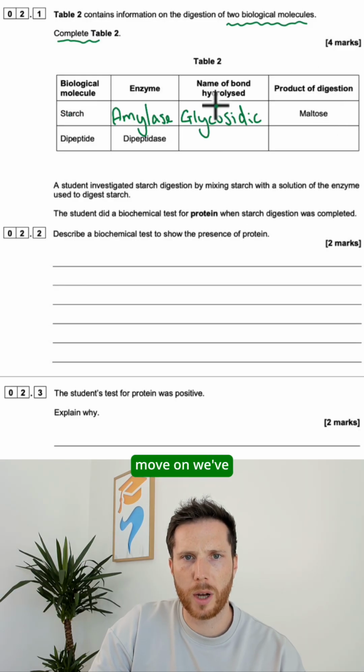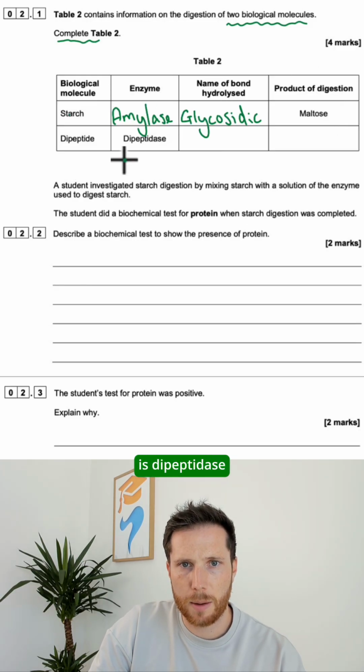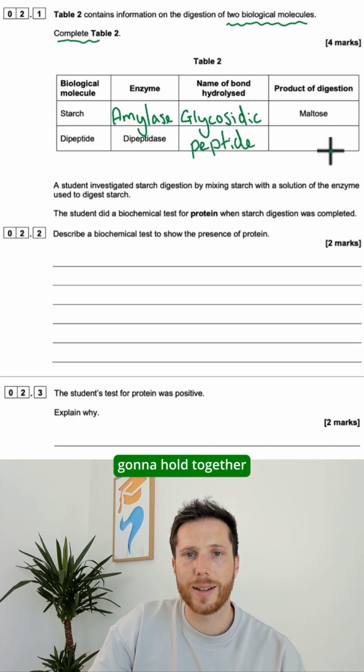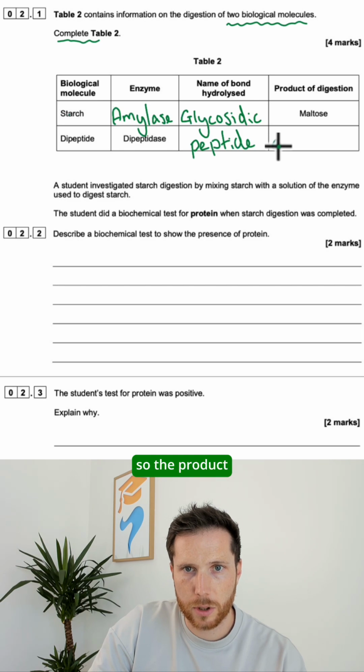And then if we move on, we've got our dipeptide. The enzyme is dipeptidase. The bond is a peptide bond, so that's a nice easy one. And that is going to hold together amino acids. So the product of digestion is going to be amino acids.